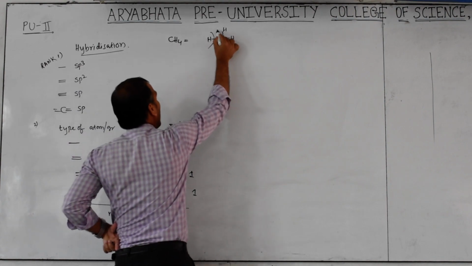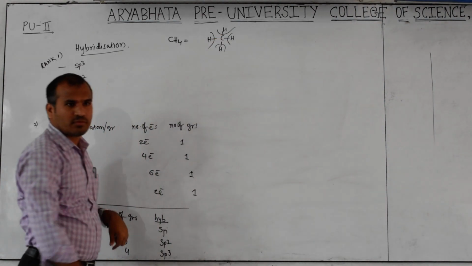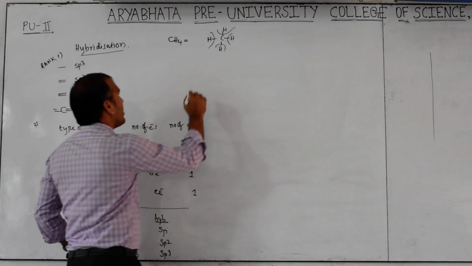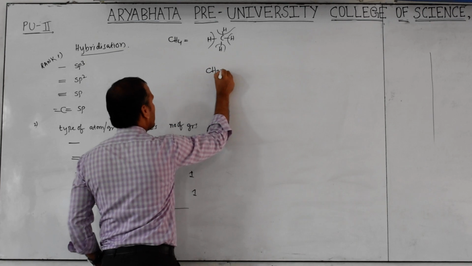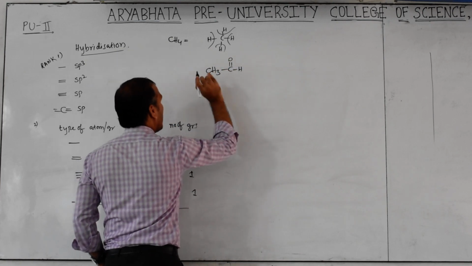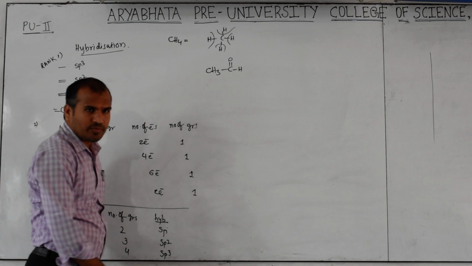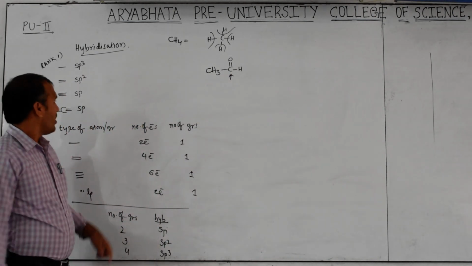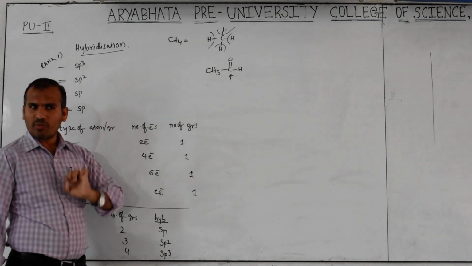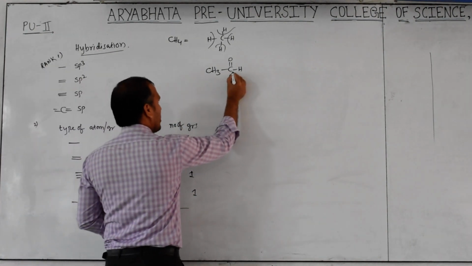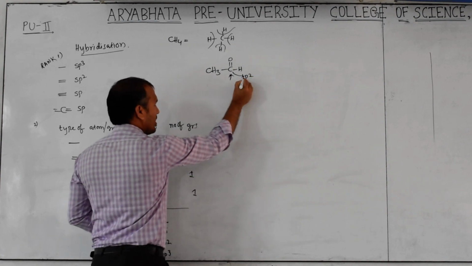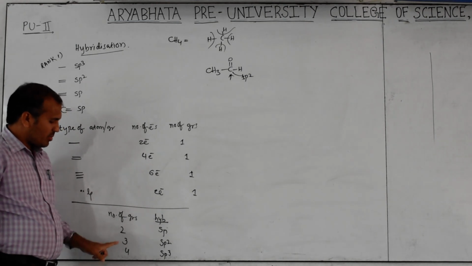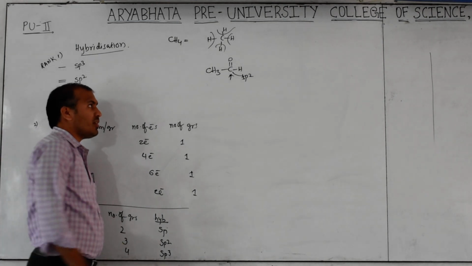Around this, how many groups are there? 4. Then again you get sp3. Now take acetaldehyde, CH3 C double bond O H. If you want to find the hybridization of this carbon, around it at least one double bond is there, so this carbon is known as sp2. Follow this trick: if 2 groups are there it is sp, 3 groups sp2, 4 groups sp3.